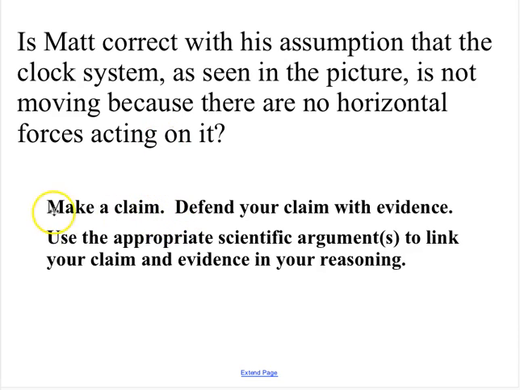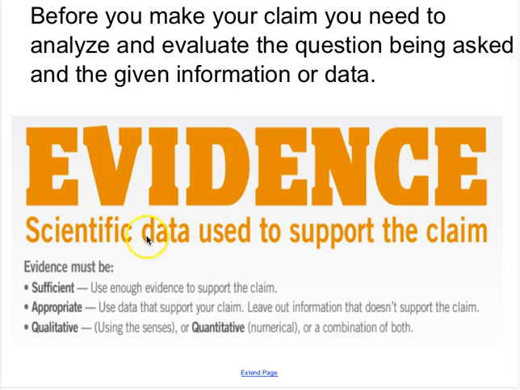So even though it says make a claim first, most of the time we don't want to make a claim first. We want to look at our evidence. Does the evidence justify a certain claim? So when we look at our evidence, it should be sufficient. We have to have enough of it in order to make a claim in science. Is it appropriate? So we're going to use the data to support our claim. We're going to leave out information that doesn't support the claim.